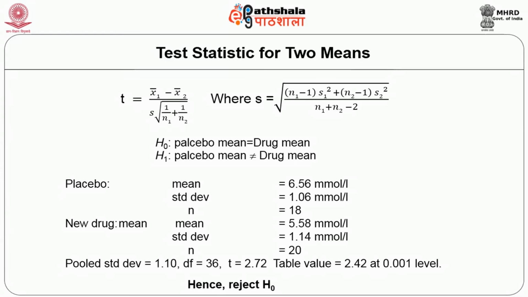Rejecting the null hypothesis means the placebo mean is not equal to the drug mean. That means that the cholesterol lowering drug has lowered the cholesterol level by 1 millimolar or close to 1 millimolar per liter, which is statistically significant, indicating that the drug has an effect in reducing the cholesterol level of the subjects.